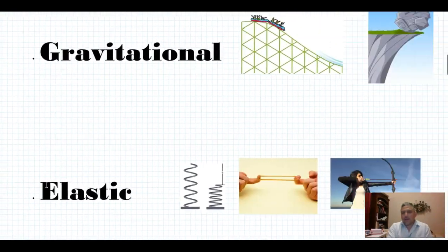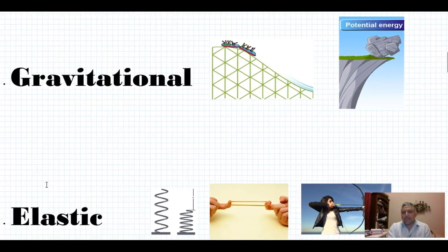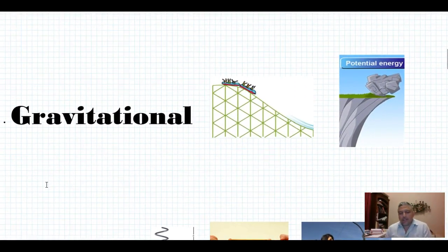All right, let's start with gravitational potential energy. We can see over here the roller coaster. We have gravity pushing the carts down the slope, and on this side we have a rock almost falling from the ledge of this mountain. Both of them include gravity, right? Because gravity has to push these objects down.